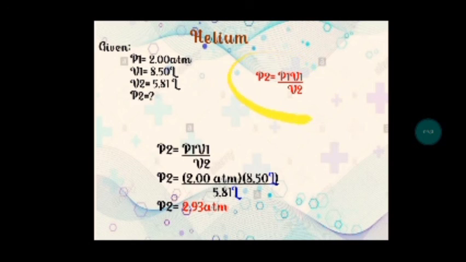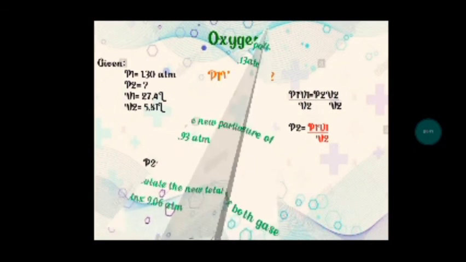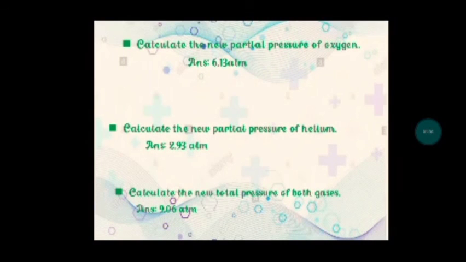Still this is the formula we are going to use. So we have 2.00 atm multiplied by 8.50 liters, divided by 5.81 liters. So it comes up 2.93 atm. So the new partial pressure of helium is 2.93 atm.